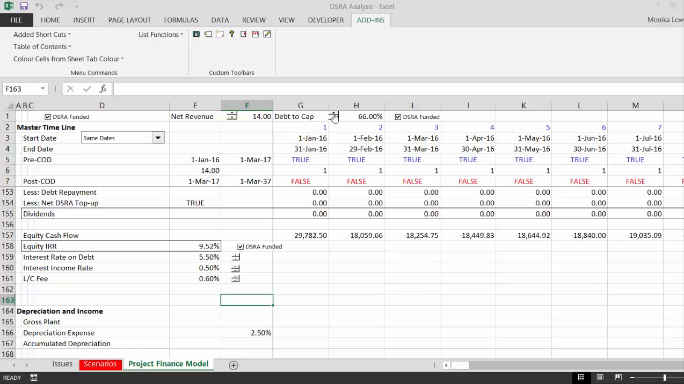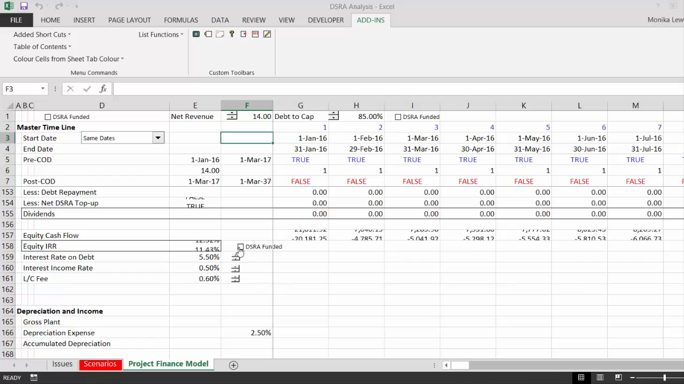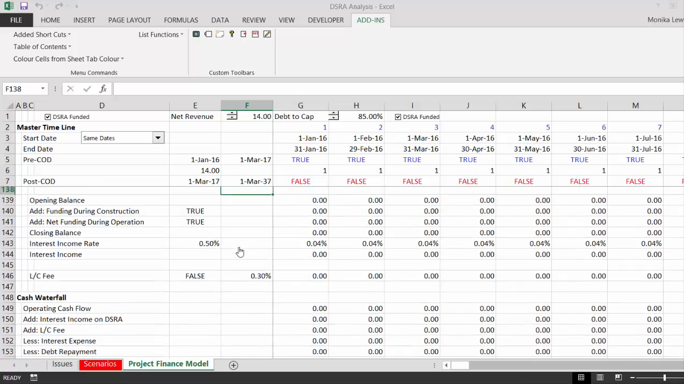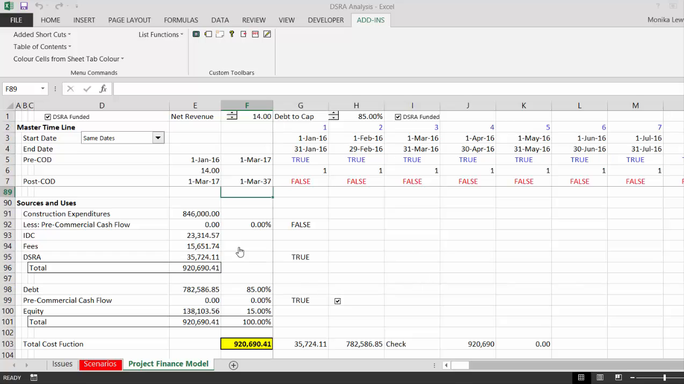And then, let's put it up to about 85%. Now, if we are earning a higher IRR, well, I'm not sure I was expecting a bigger differential with a higher IRR. The reason is because you're using some of your equity capital up here to fund the DSRA. So if you keep the debt to capital ratio the same, both the debt and the equity are changing when we change this one.